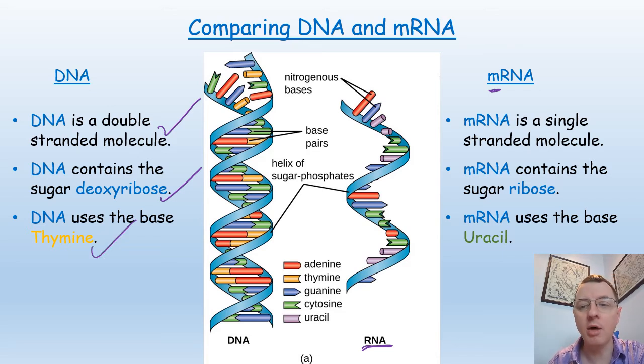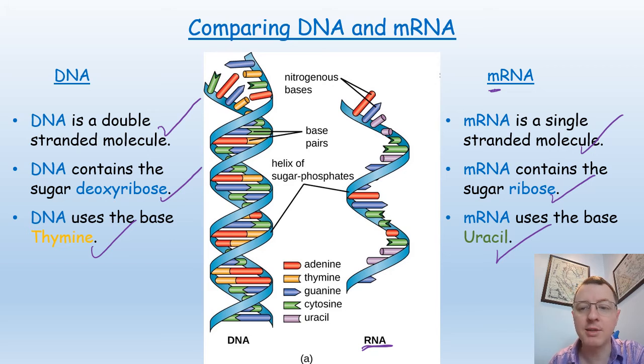But when we look at RNA molecules, RNA is a single-stranded molecule. And in the sugar phosphate backbone, it contains the sugar ribose. And mRNA does not contain the base thymine. That base has been replaced by the base uracil. So in mRNA, uracil will complementarily bond to adenine during transcription in the transcription process as part of protein synthesis.